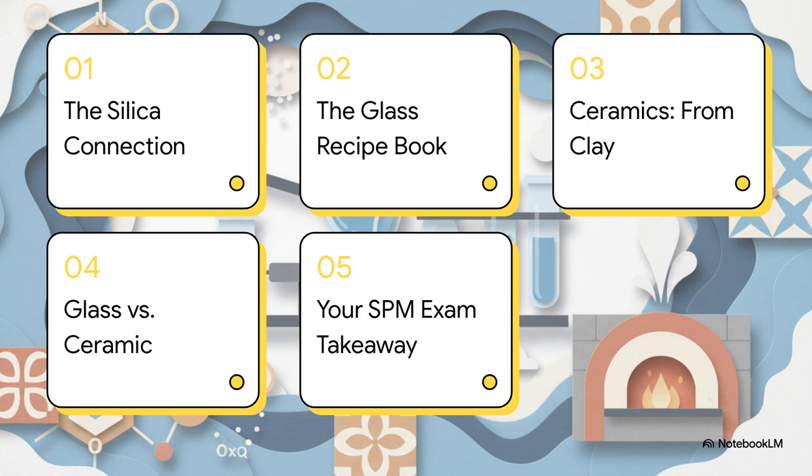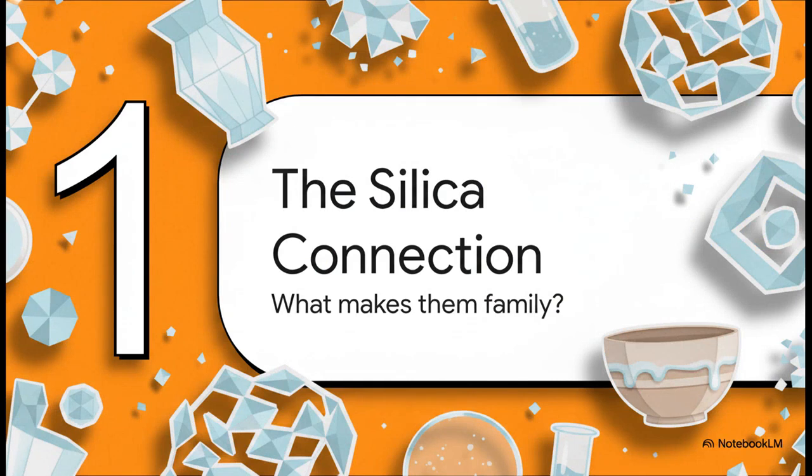Okay, so here's our game plan for this explainer. We're going to start with what they have in common. That's the silica connection. Then we'll open up the glass recipe book to see how different types are made. After that, we'll look at how ceramics go from clay to champion. Then the big one, the showdown between glass and ceramics. And we'll wrap it all up with your SPM exam takeaway. Ready? Right, first up, the silica connection.